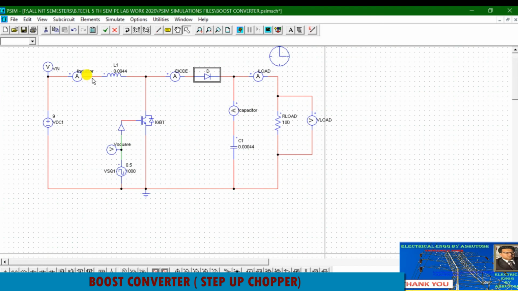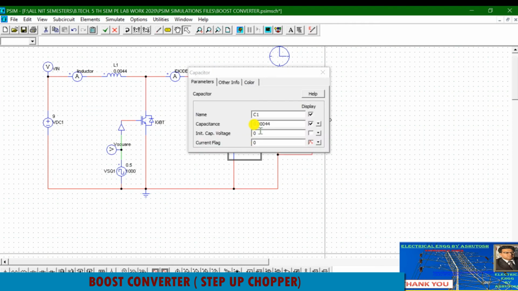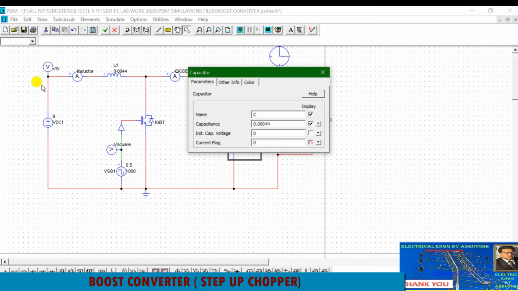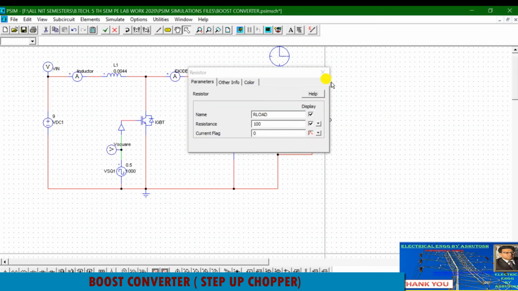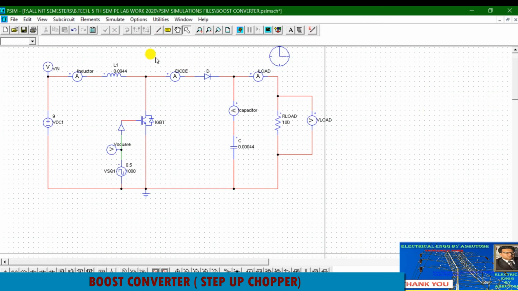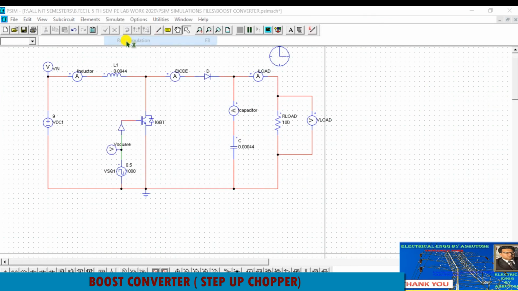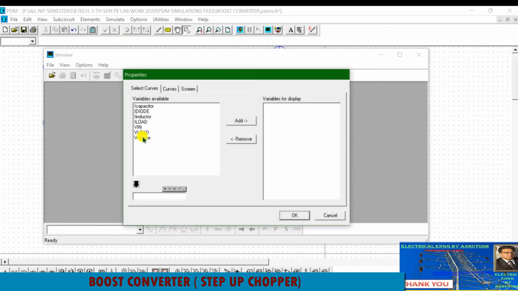There is a current probe for measurement of current in the inductor. Then you can measure the load current. This is a capacitor of 0.00044 farad. You can rename it. And this is the resistive load of 100 ohm, R load. Now we will see the output waveforms. Okay guys, now select the square wave voltage output waveform.